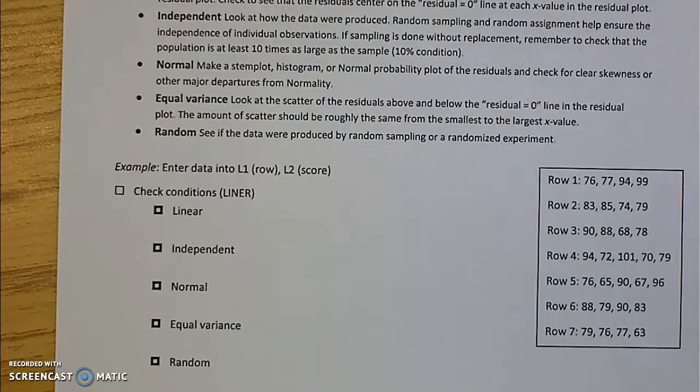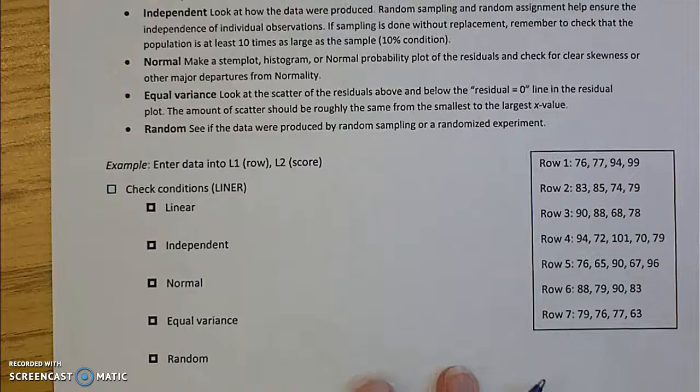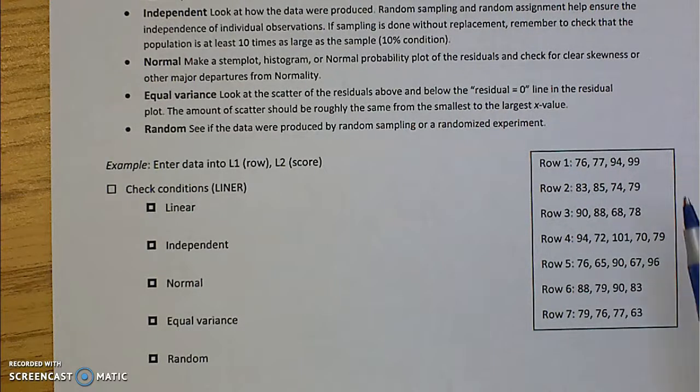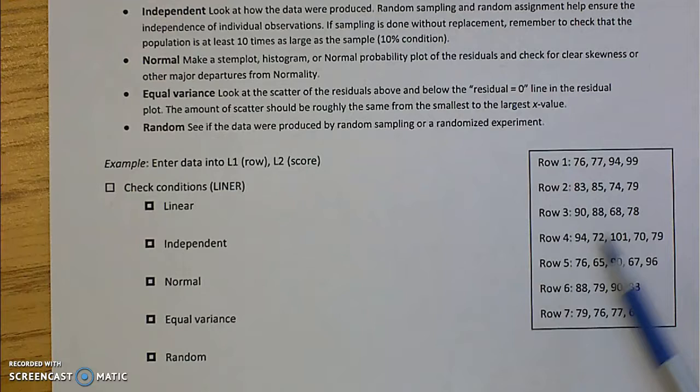Hello. Today we are going to finish up talking about the conditions in order to use regression inference, and the acronym we're using is LINER. This is section 12.1. We discussed them in class today, and then in our video, we're going to look at a specific example of students and which row they sit in, and then their score.